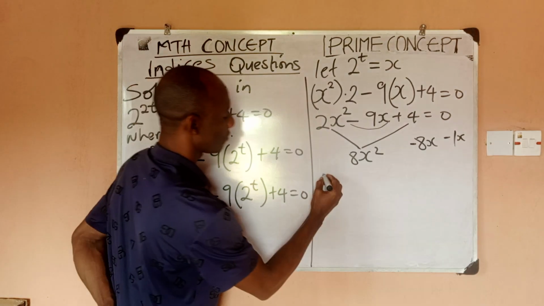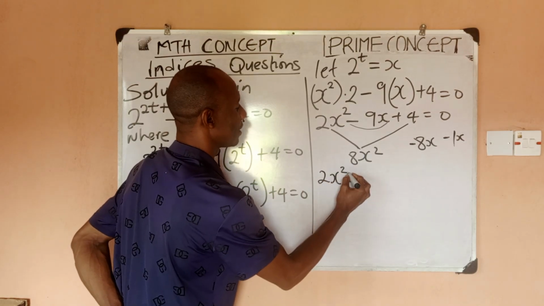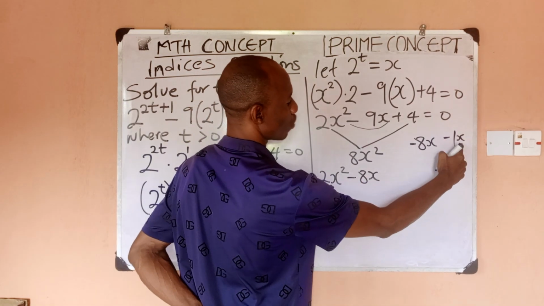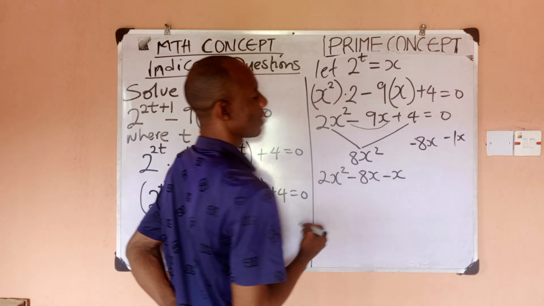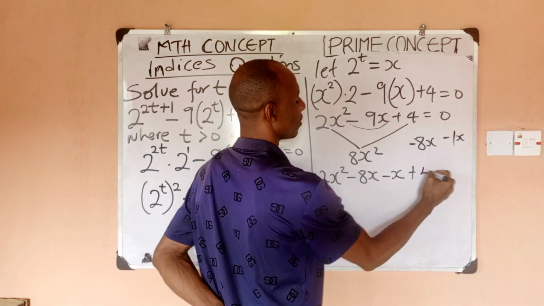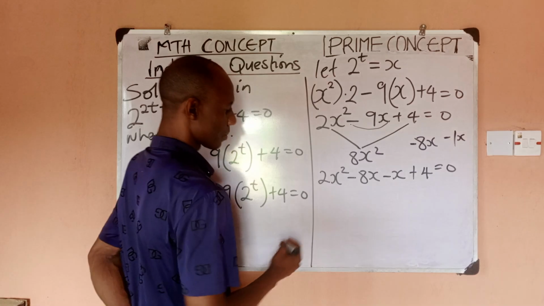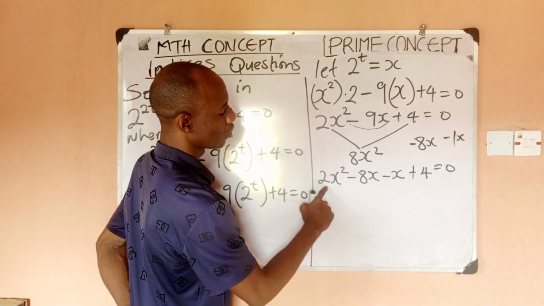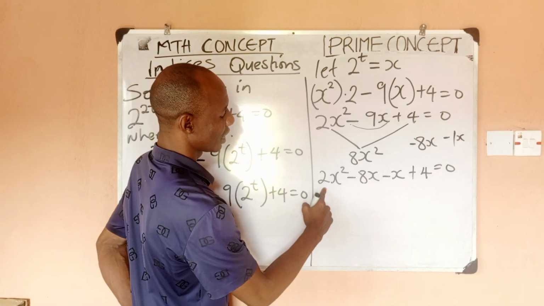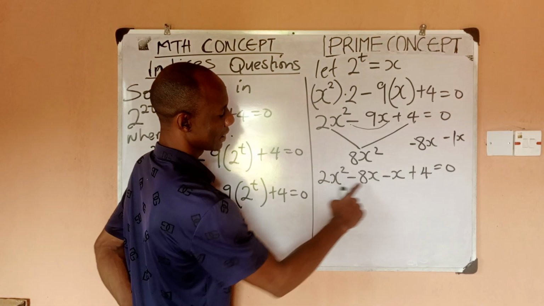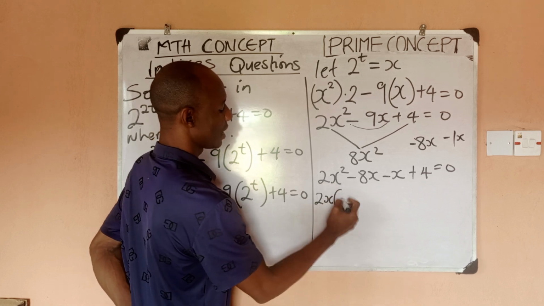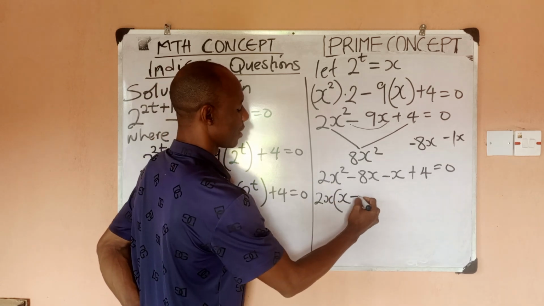So I have 2x squared. I'm replacing this with minus 8x, then minus 1x, which I would write as minus x. I've replaced this. Then plus what now? 4 equal to 0. So I'm going to factorize by grouping. So I have something common here, which I'm going to quickly bring out. So I have 2x. So I have 2x into what is remaining here is x minus 4, right?